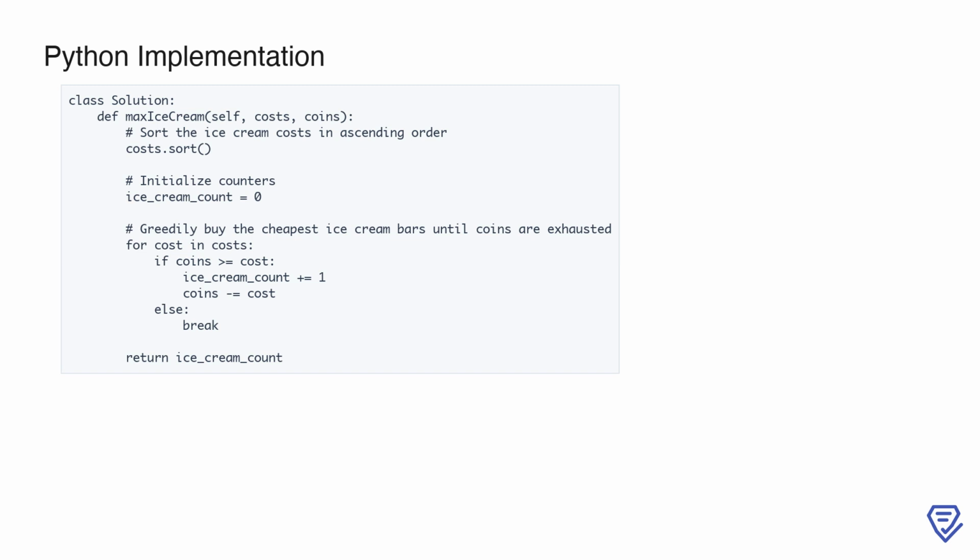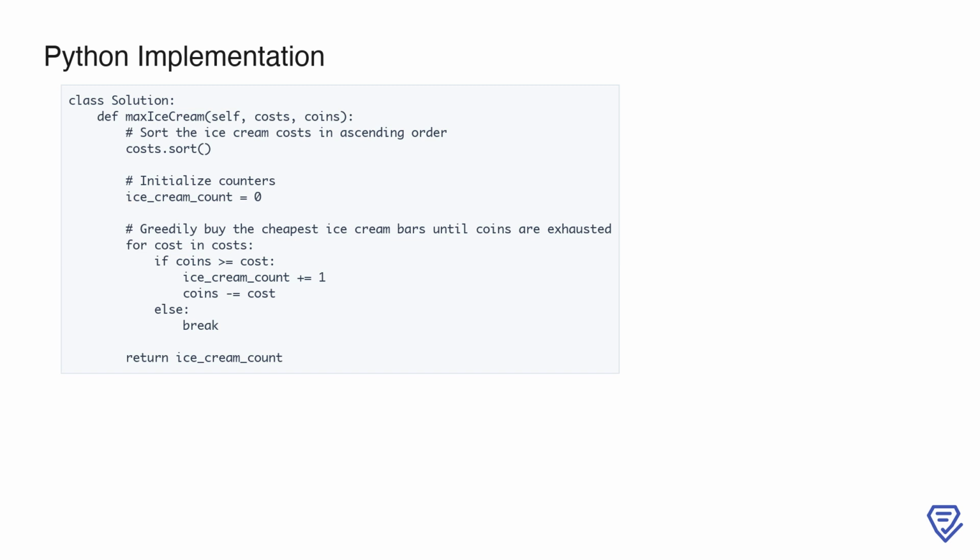Here's the step-by-step explanation of the code. 1. Sorting the costs. The first step is to sort the list of costs in ascending order. This ensures that we prioritize purchasing the cheapest ice cream bars first, which is the key idea behind the greedy approach. 2. Variable initialization. We initialize a counter ice_cream_count to keep track of the number of ice cream bars purchased. Additionally, the coins variable represents the remaining budget.